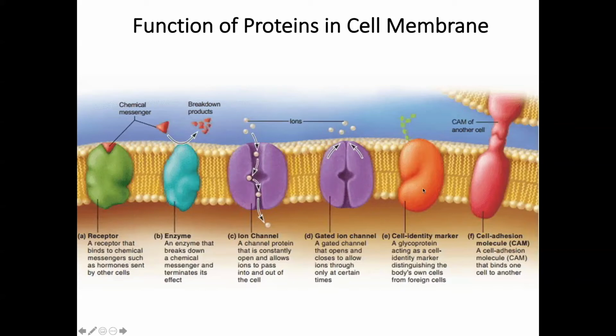Okay, number E, the fifth one, is the cell identity markers. These are mainly glycoproteins. You can see this carbohydrate chain here. For instance, they can act as a recognition tag that allows our bodies to tell which cells come from it and which are foreign intruders. It's a recognition marker.